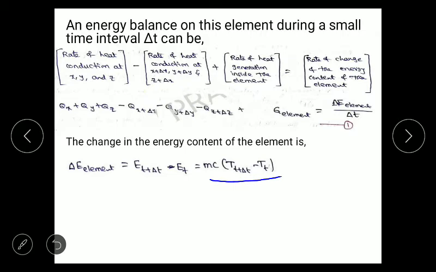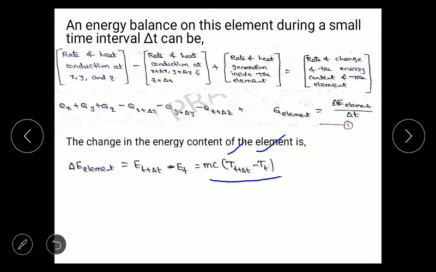m c delta T, the delta T is the output temperature minus the input temperature. m c delta T is equal to m c into T after flowing through the element, at time t plus delta t, minus the temperature before entering the element at time t. So delta T is equal to m c times T at time t plus delta t minus T at time t.